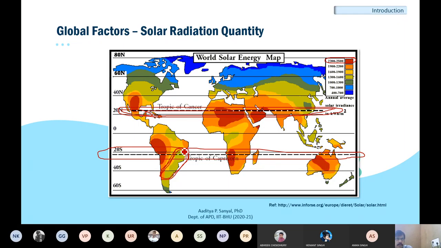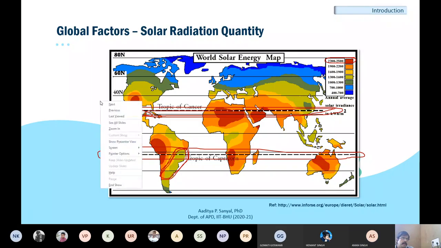Sahara Desert. Look at one more thing here. Why is this part green then? As I am seeing, mostly everywhere you can see it's on the orange side. The solar irradiance is high in these regions. But why is it green in this place?